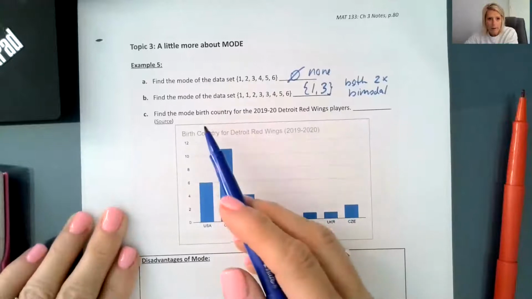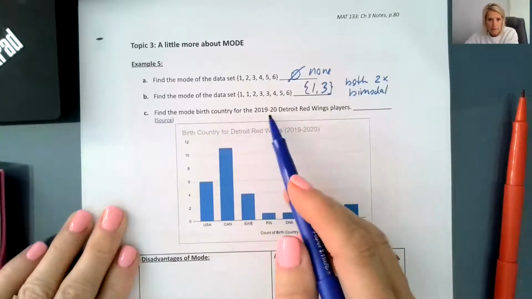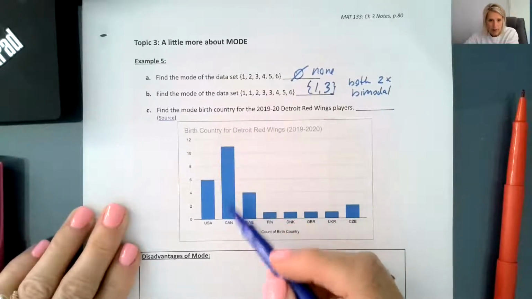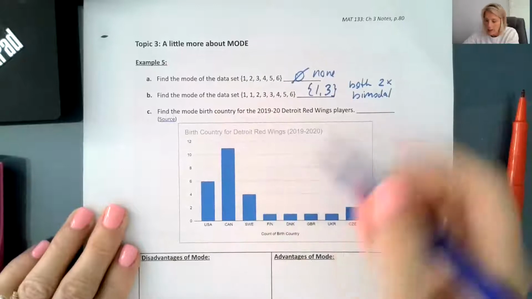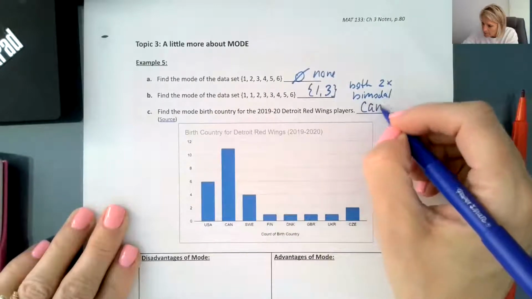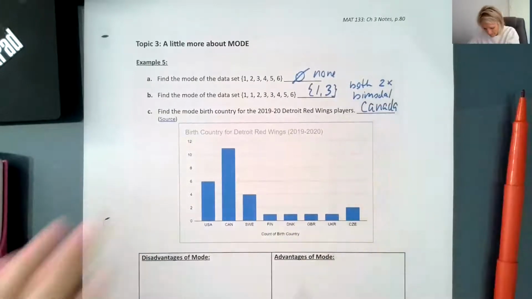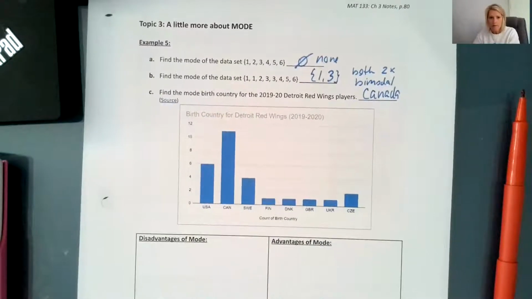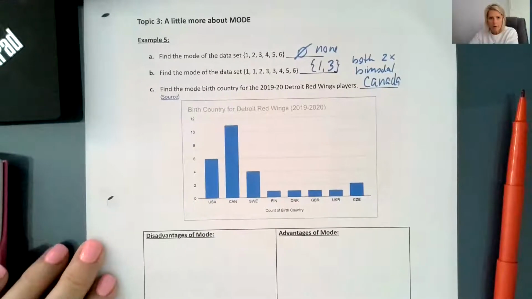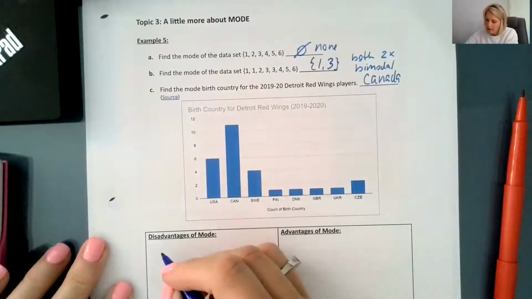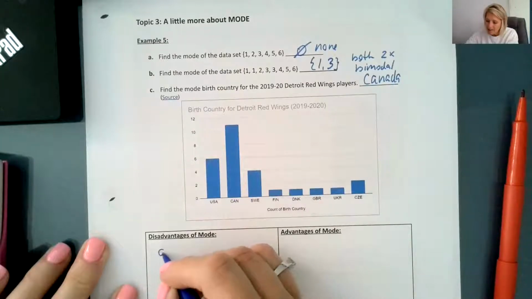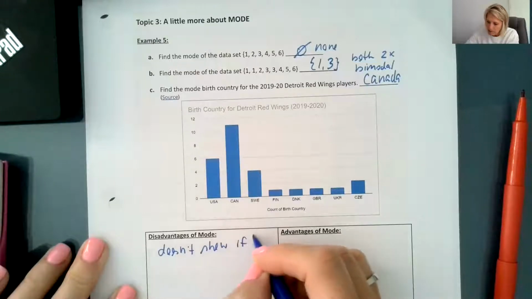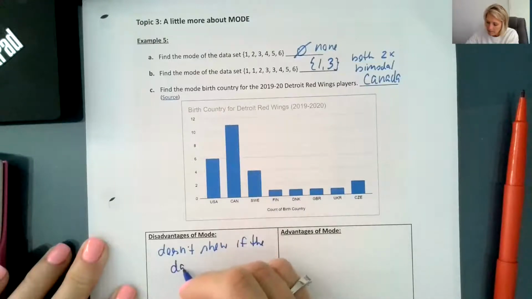The mode birth country for the 2019-20 Detroit Red Wings players was Canada. It has 11 players that were all born in Canada. And it just says, what are some disadvantages and advantages of the mode? The disadvantages, it doesn't show if the data is skewed.